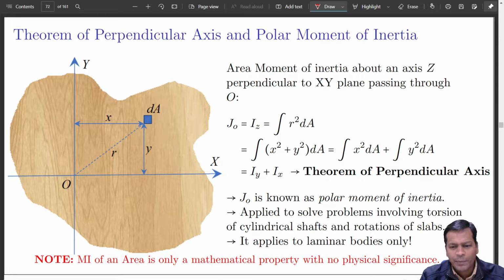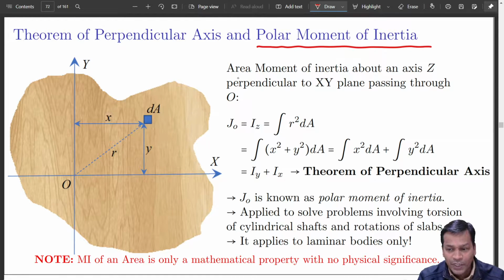So the theorem of perpendicular axis, it is also known as polar moment of inertia. So it goes like moment of inertia about the axis which is perpendicular to the plane of this lamina, xy is the plane of this lamina, and passing through a point which is O. O is over here, which is shown.